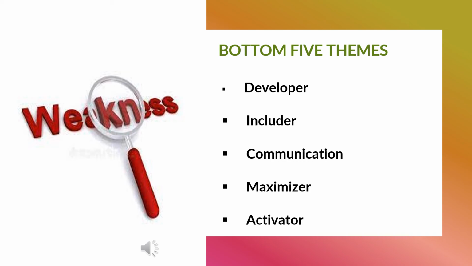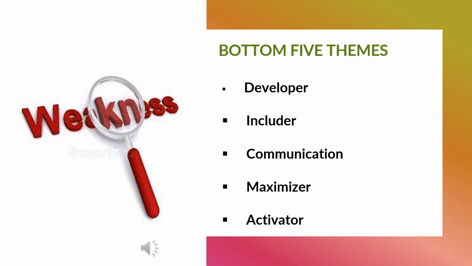The second identified weakness is includer. The Clifton StrengthsFinder defines an includer as an exceptional talent who accepts others. They also show awareness of how those left out feel and make an effort to include them. The next revealed weakness is communication. According to Clifton StrengthsFinder, individuals with exceptional talent in the communication theme generally find easy ways to put thoughts into words. They are good presenters and conversationalists.